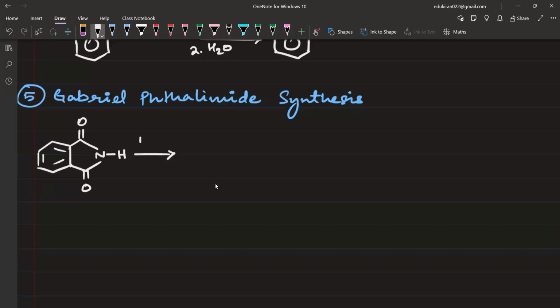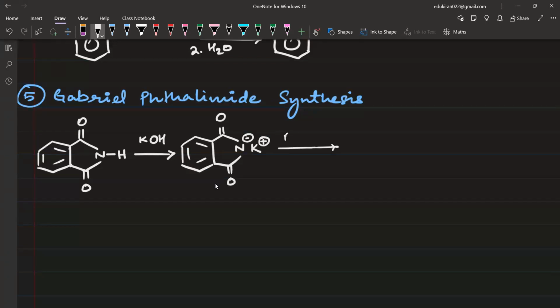When you react it with KOH, then obviously the hydrogen of nitrogen is going to get released, and you will get this double bond O as it is, this double bond O as it is. Okay, negative charge here and K positive, that is a salt. Now after this we use a haloalkane. Now, the nitrogen atom, which is having a negative charge, it attacks on the alkyl group.